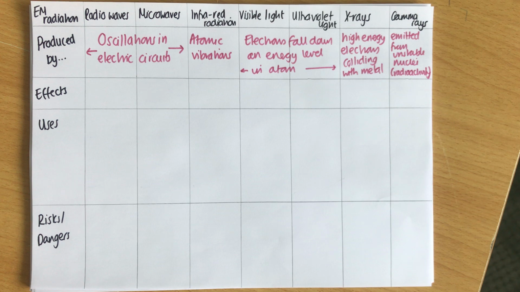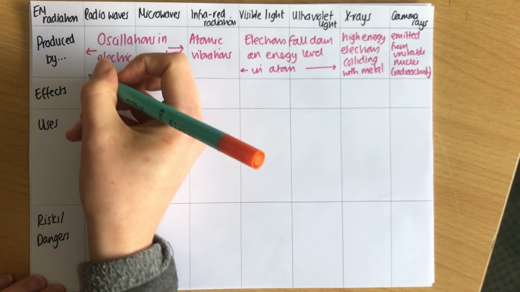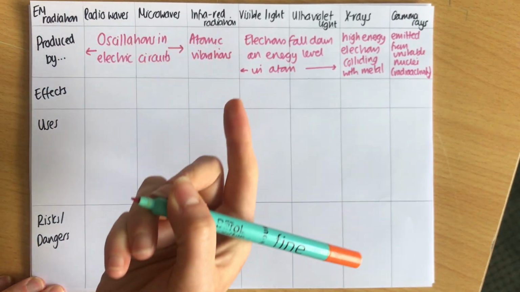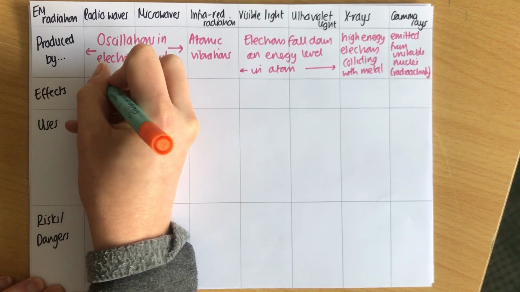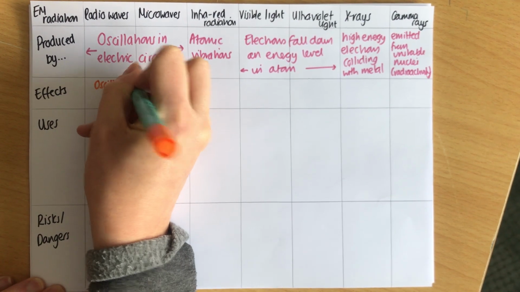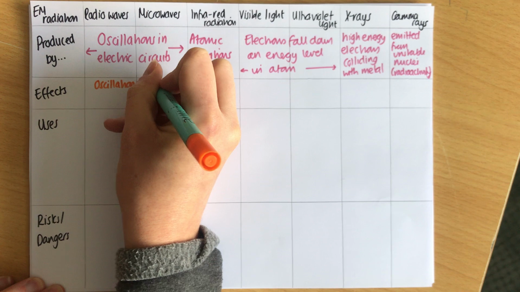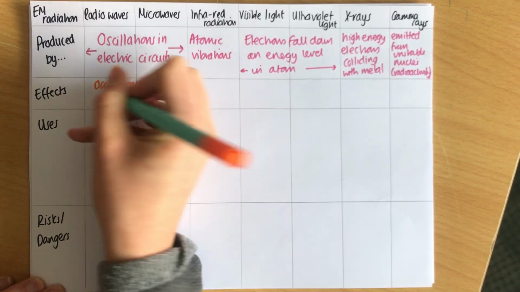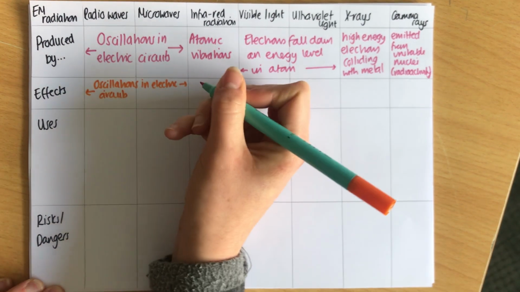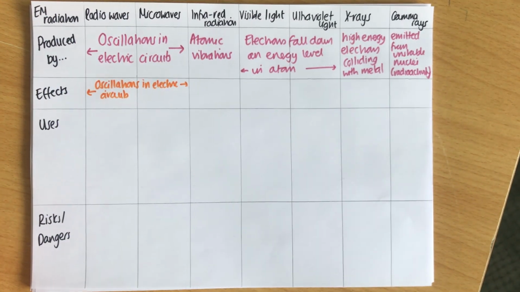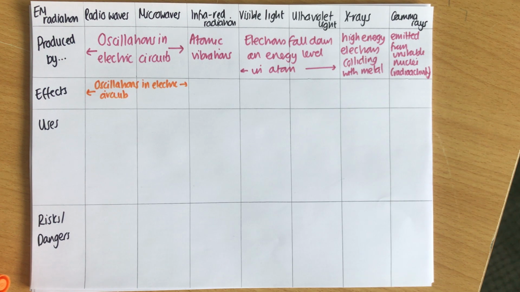Not in much detail, but none of this is going to be in much detail. Next we have the effects. Now, just like we can produce radio waves and microwaves by having oscillations in electrical circuits, that's an actual other effect as well. So if you've got a circuit in a radio wave, it will produce an oscillation. So microwaves and radio waves also cause oscillations in electric circuits. And that's all that radio waves do, and then we use that to transmit radio signals for radio channels.